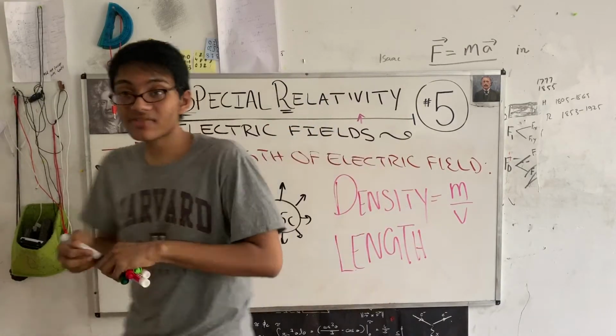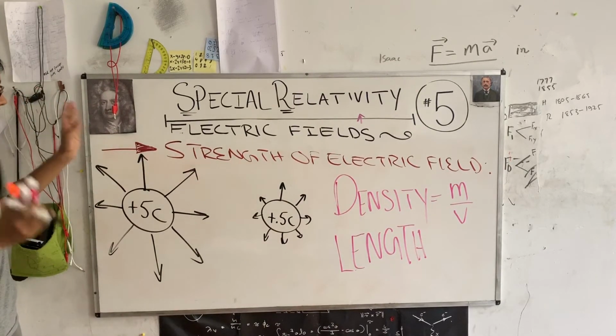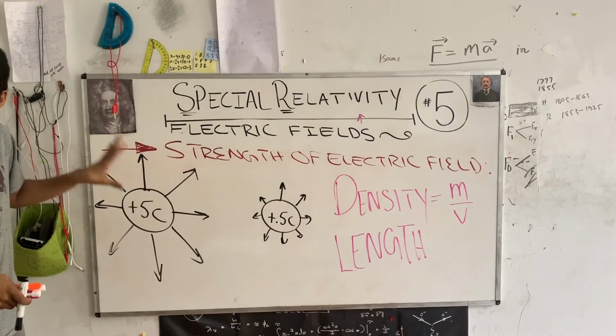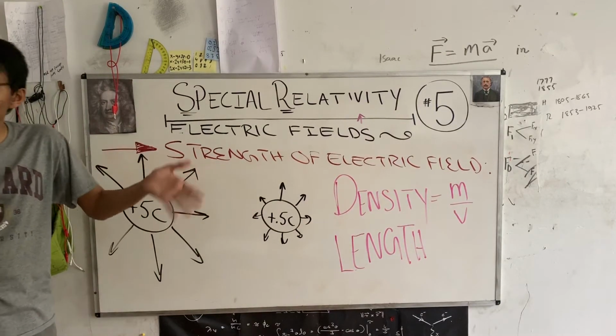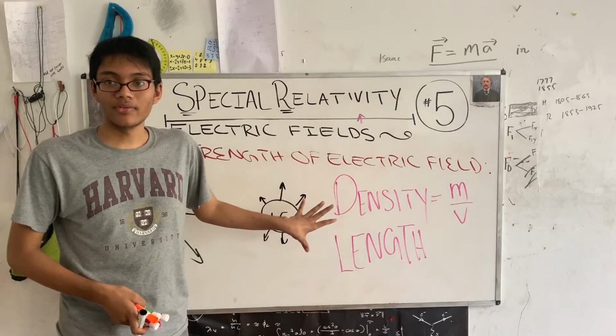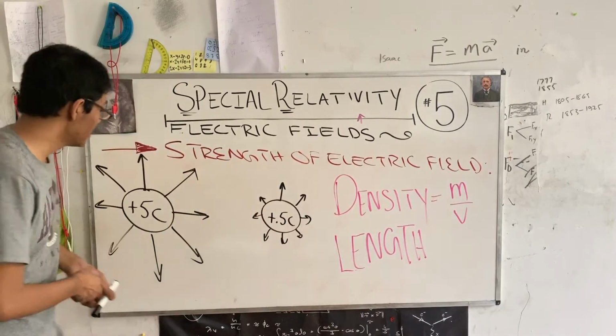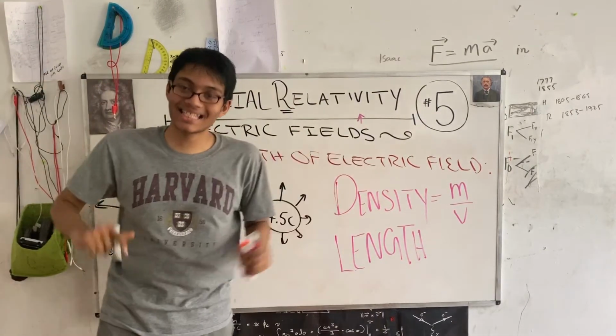Just from looking at that, you can tell that the magnitude, or the strength, of the electric field of the positive 5 coulomb charge is going to be something like 10 times the magnitude of the electric field of the 0.5 coulomb charge. Okay, so now we've talked about the strength of the electric field. Let's move on to the exit slip.